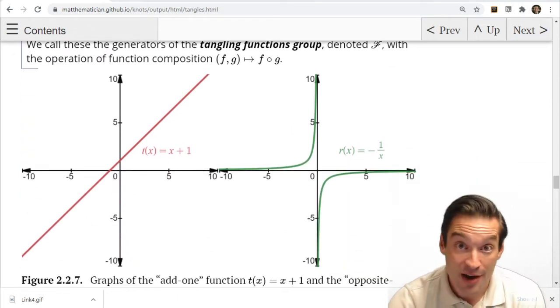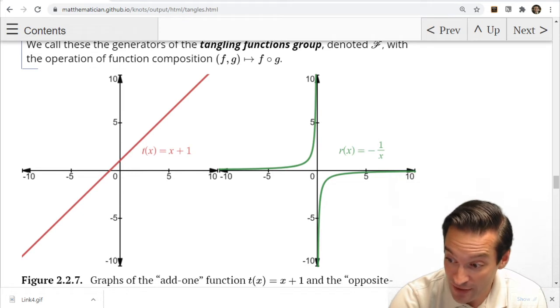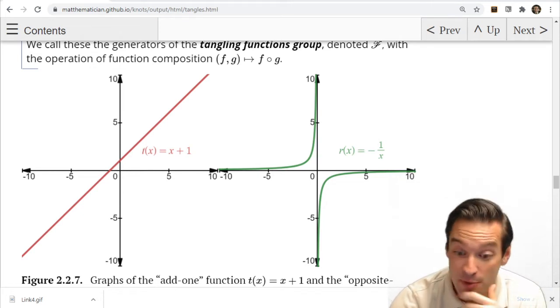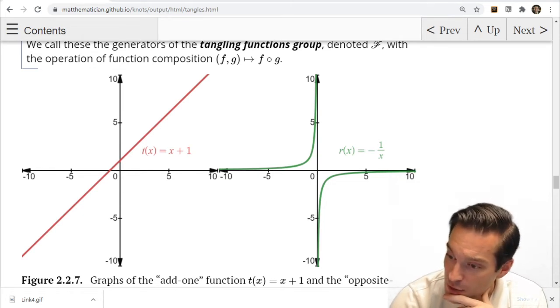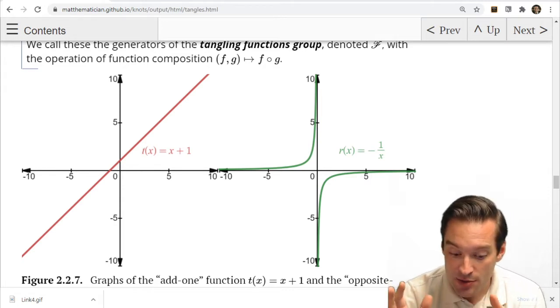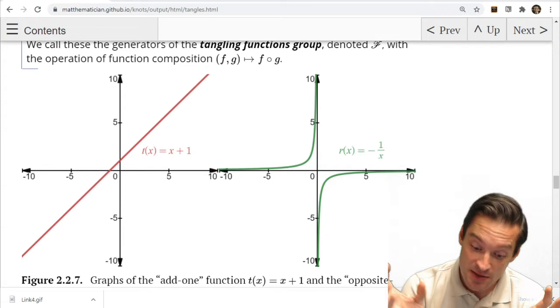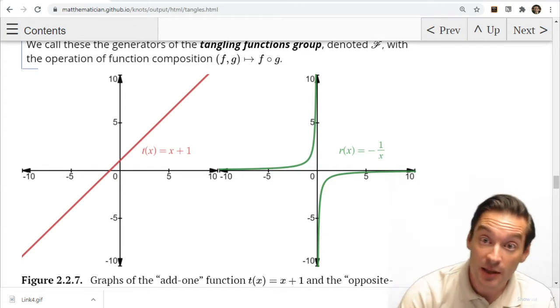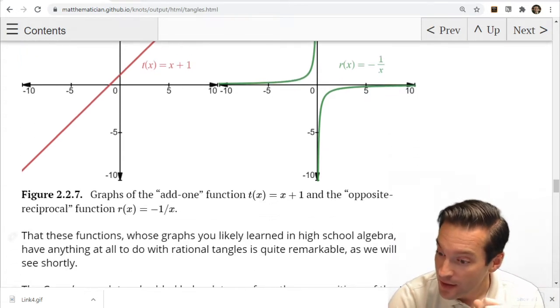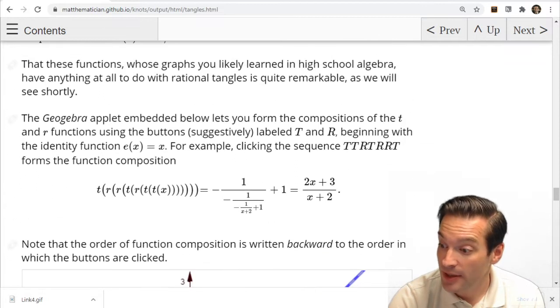We understand what their graphs are, right? Here's the add 1 function graph. Here is the opposite reciprocal graph. And so what happens when we start to compose these with one another, remember, function composition means feed the output of one function into the input of the next function, is that we build more and more complicated rational functions.